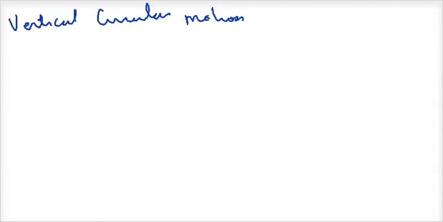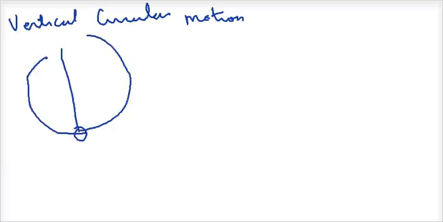Okay, now what I will do is discuss this concept of vertical circular motion. When will you see this? Suppose you have a string, you tie a small stone and you move it in a circle. This is an example of a vertical circle.